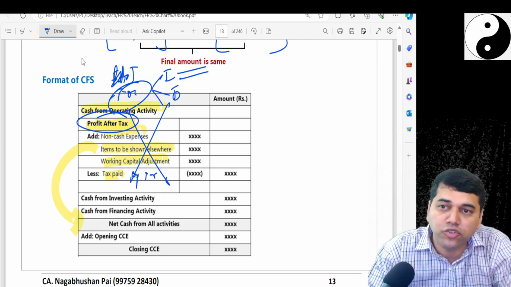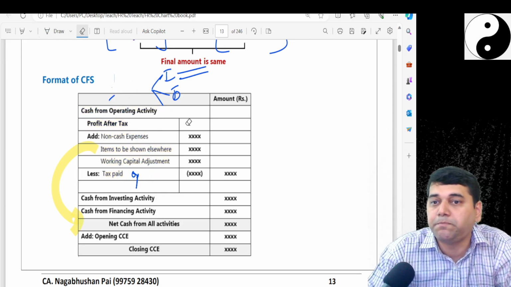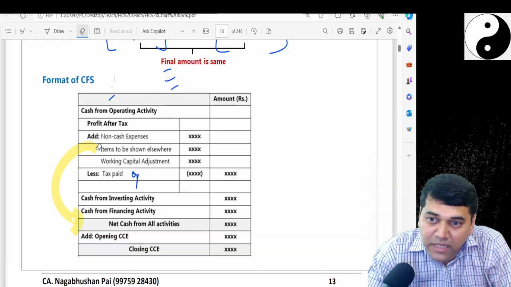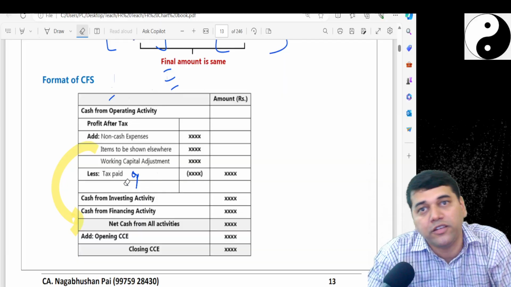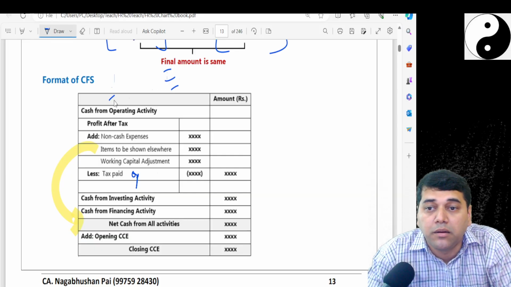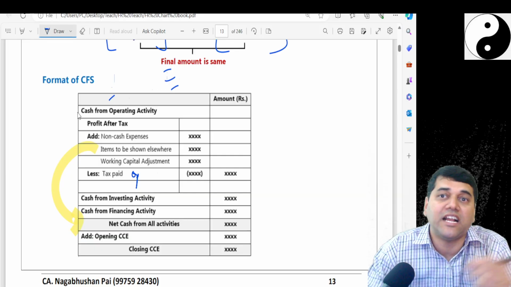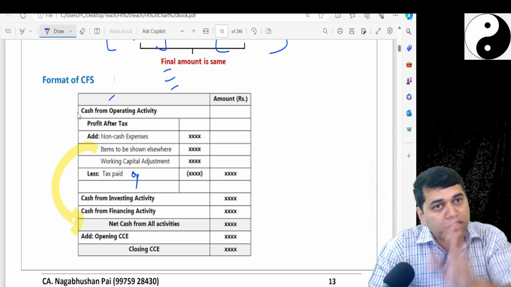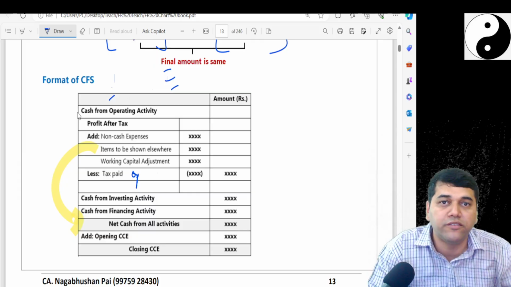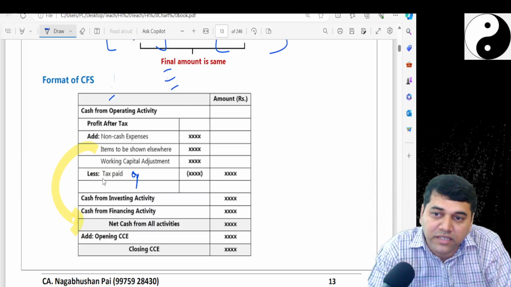But in indirect, since you start with the PAT, this PAT may include your financing cost also, no? Those items only you should show, deduct, add back. Why are you going to show it separately? Now when you say PAT, tax is deducted, but the tax may have different components. So that should go under respective heads. Operating tax should go under operating, investing tax should go under investing. So that's why it will be separately presented.